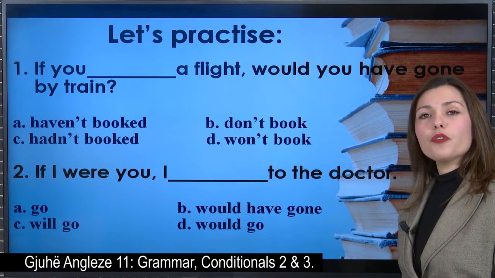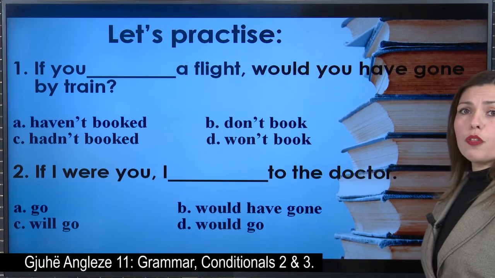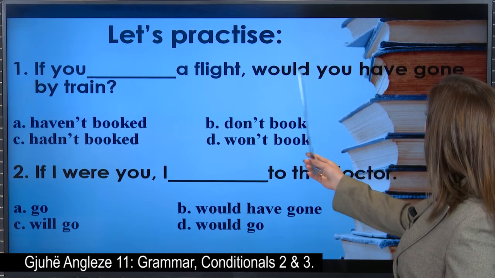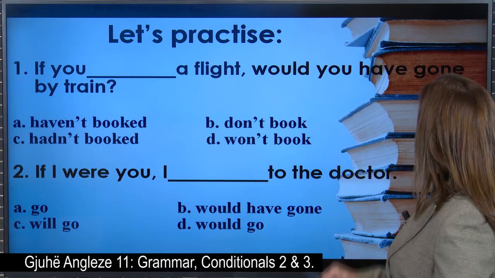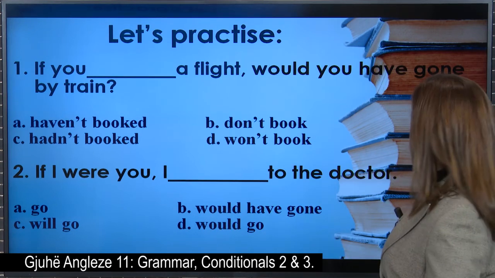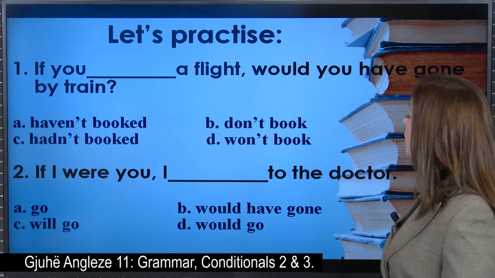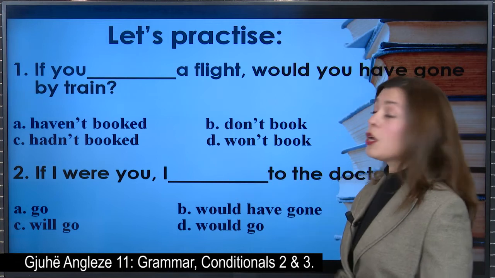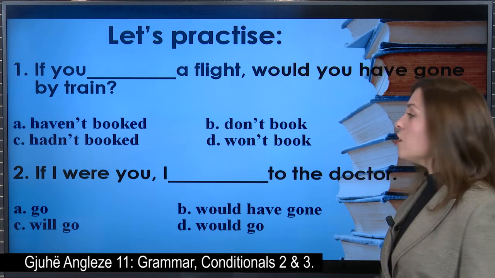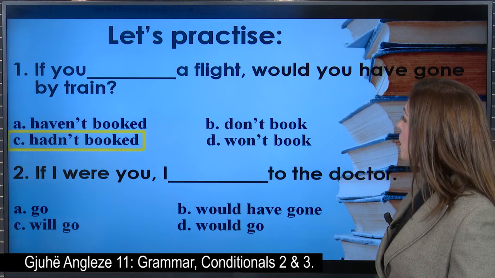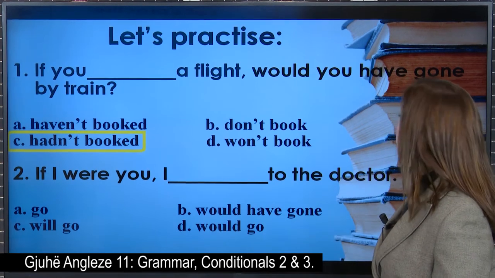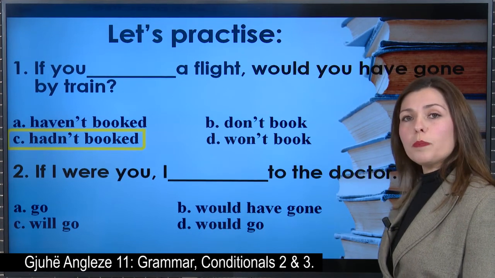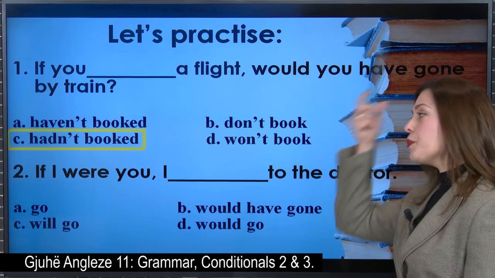It is easy for you to find whether it is the second conditional or the third conditional if you take a look at the second part. So you've got would plus have plus past participle. This is the second part. So what do we need in the first part? We need if plus past perfect, we said. So if you hadn't booked a flight, would you have gone by train? And of course we said that this refers to a past hypothetical situation.